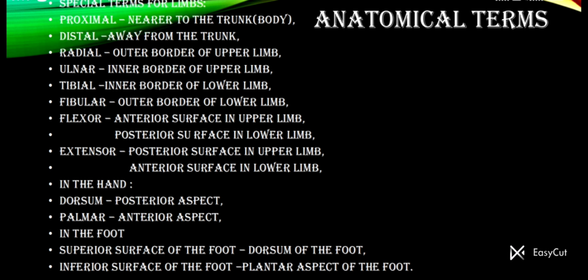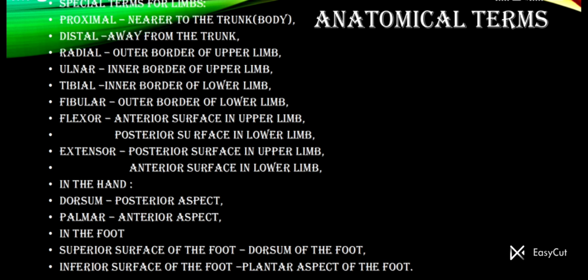Next, we have to go for the hand. If you see the hand, what do you mean by dorsum? Dorsum means posterior aspect. For example, the radial nerve passes dorsally. That means the radial nerve passes in the posterior aspect of the hand.